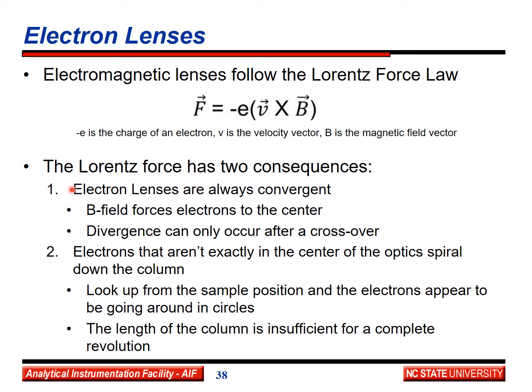Electron lenses are always convergent. The B field forces electrons to the center of the lens. We can have divergence only after a crossover. It also means that electrons that aren't exactly in the center of the optics spiral down the column. If we're at the position of the sample and we look up the column, it will appear that electrons are going around in circles. The length of the column is insufficient for a complete revolution, but if we change the strength in one of the lenses, that's going to cause the image to rotate.